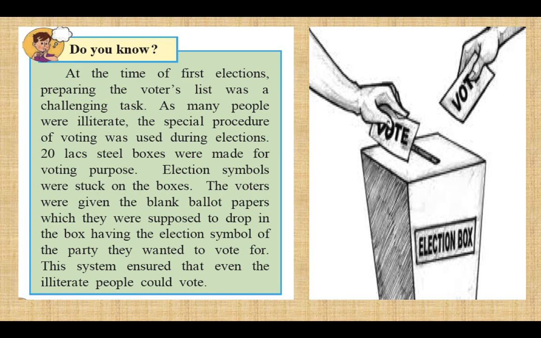So, to make it easier for the people, because at that time when the first elections were held, the majority of the people were illiterate. The only thing that they could remember was the symbol of the particular party they wanted to vote for. So there would be boxes with the symbol on it, and they would have to go and cast their vote by placing a blank slip into the box with the symbol that they wanted to vote for. This system ensured that even the illiterate people could vote.